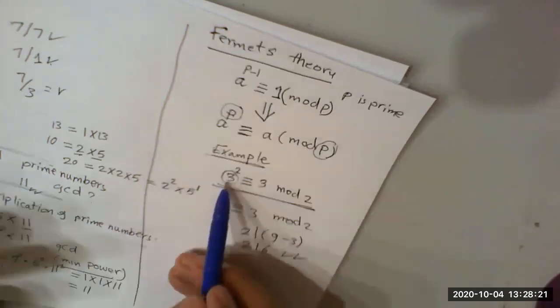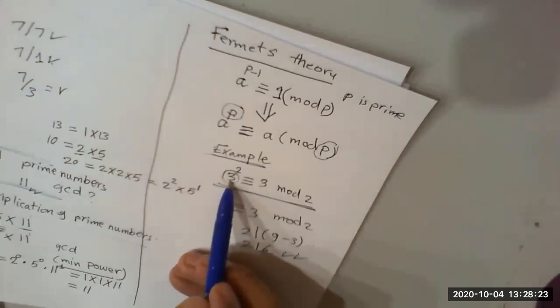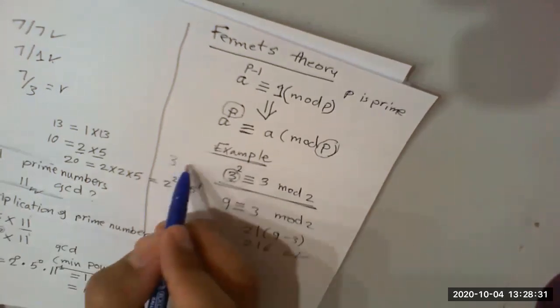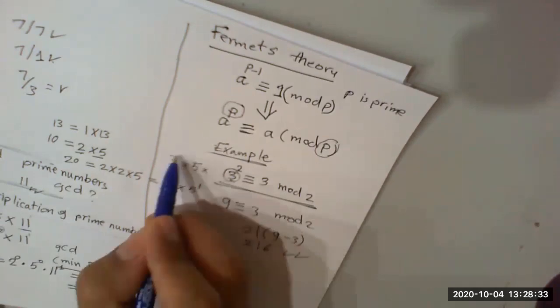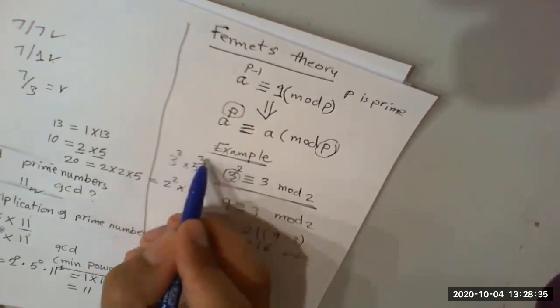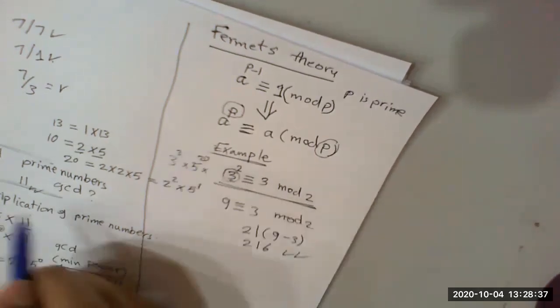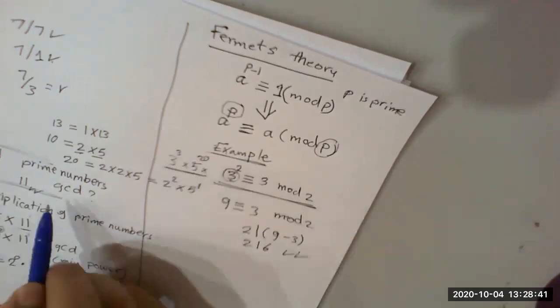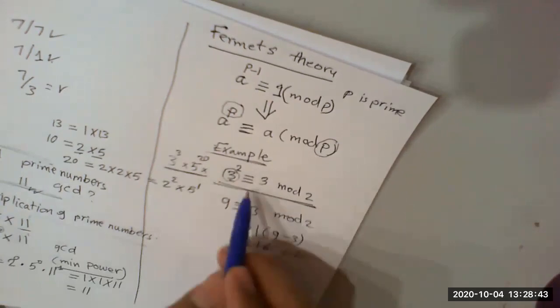Exponentiation is very important in our cryptography algorithms. Sometimes you have big numbers with exponents of many numbers, or 20, something like that. You will be faced with big numbers, and you can simplify your calculations using Fermat's theory.